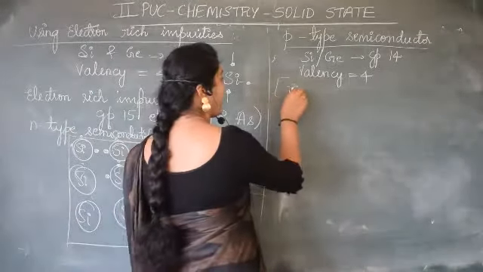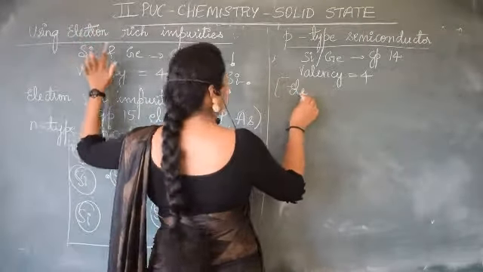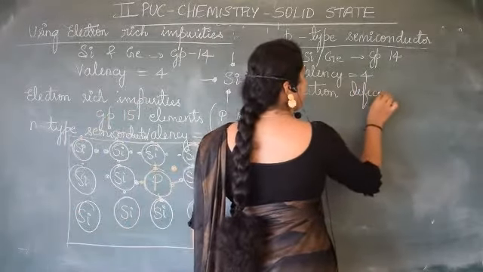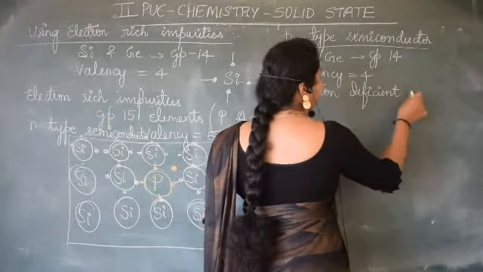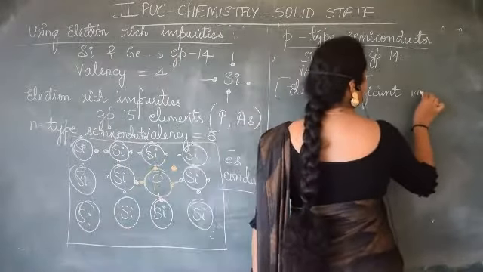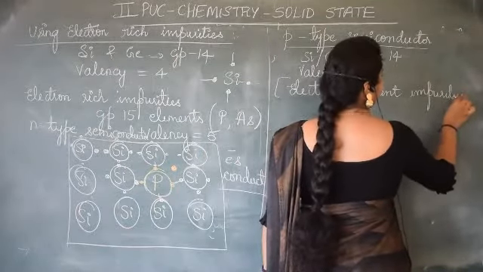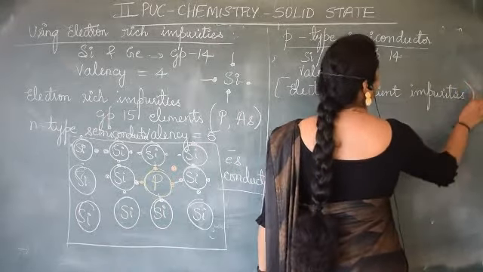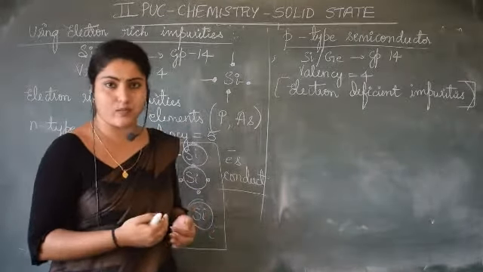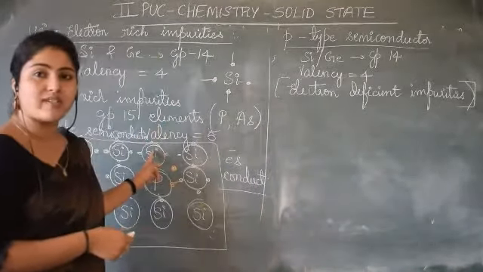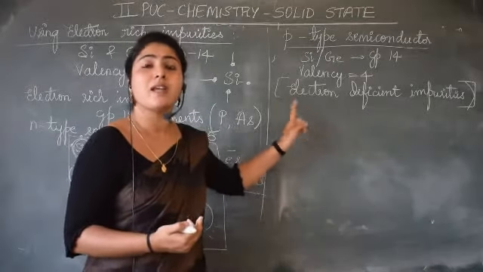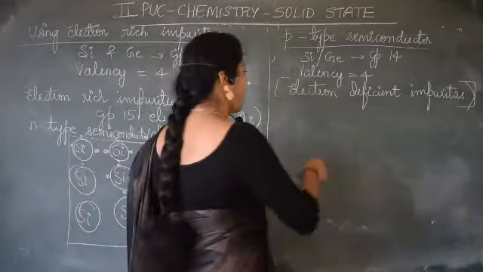Which type of impurities? Here it was electron rich impurities, but here it is electron deficient. Deficient means less. Since the name itself tells electron deficient impurities, one group less will be taken. So group 15 was taken before because we wanted electron rich impurity. Now for electron deficient impurity, group 13 elements will be taken.